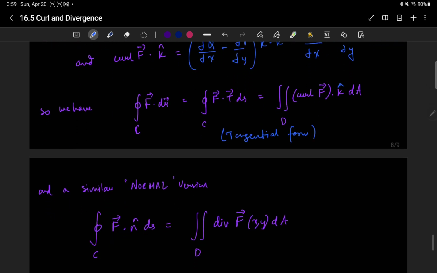And there's also a normal version of this, where instead of curl you have the divergence. So once again, both of these operations, curl and divergence, come into play for these rephrasings of Green's theorem.